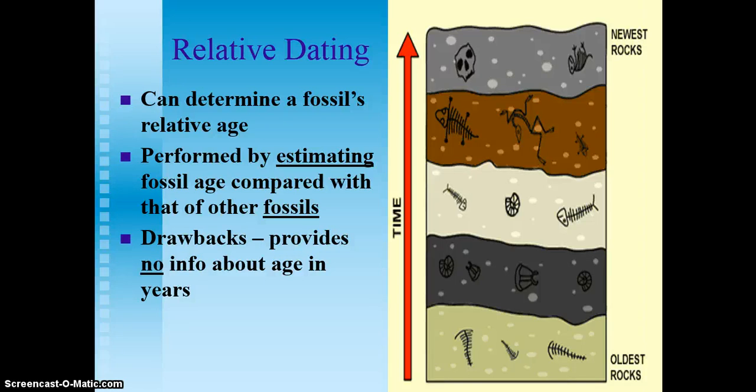Now, in relative dating, they estimate the fossil's age compared with that of other fossils, right? So if you look at the layers of rock, you can assume the rocks on the bottom are the oldest, the ones on top are most recently formed. So you could say like this layer right here is younger than this layer, but older than this top layer. The downside is that it doesn't give you any specific information about that age in years.